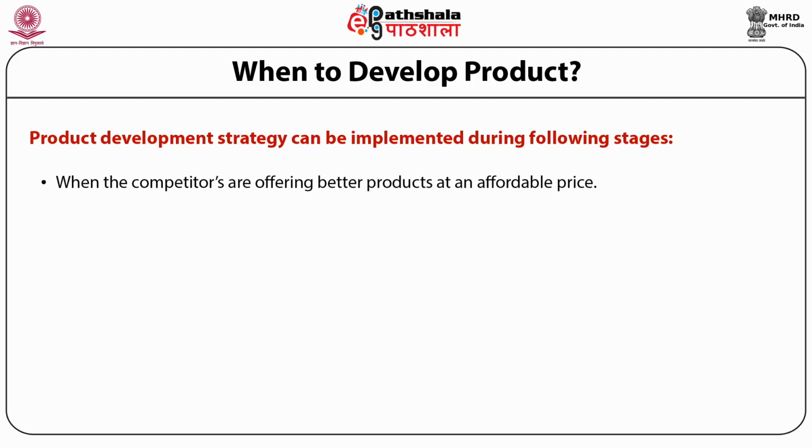When the competitors are offering better products at an affordable price. So if your competitor has a better product, you don't have a choice, but you have to come up with a new product. When a company is struggling in a high growth industry, where the industry is promising, but you don't have enough quality products to offer, you don't have a choice, but you have to come up with new products to exploit the opportunity.